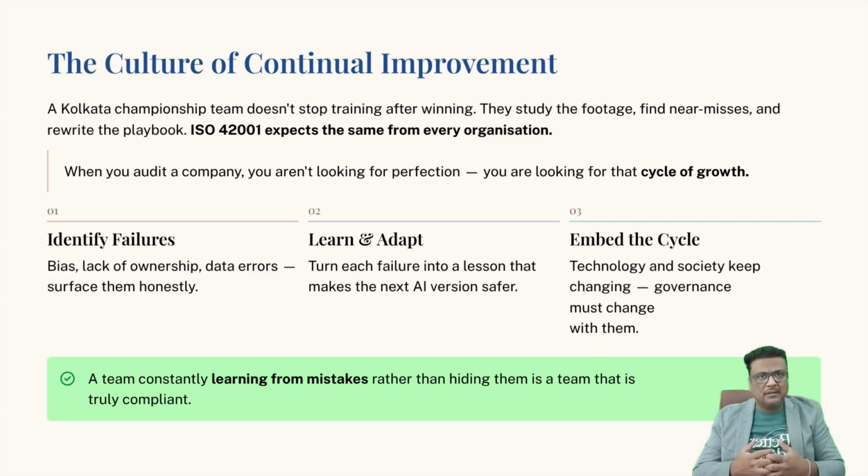When you audit a company, you aren't looking for perfection. You are looking for that cycle of growth. If you find a team that is constantly learning from its mistakes rather than hiding them, you have found a truly compliant team.